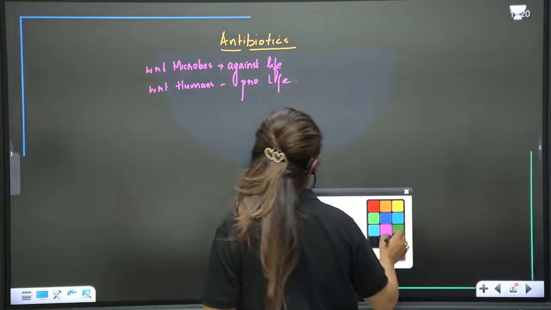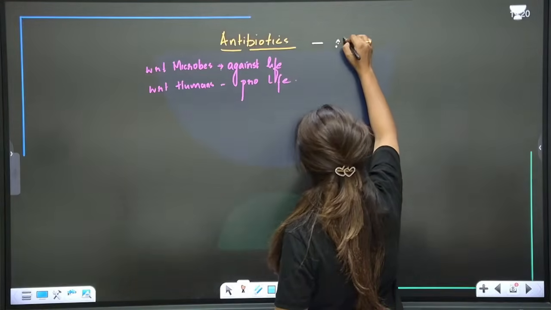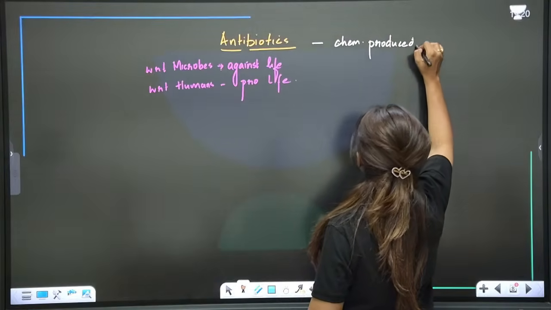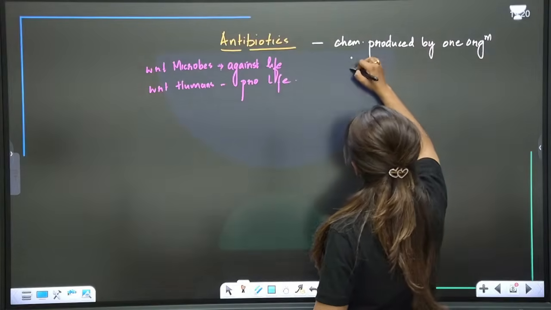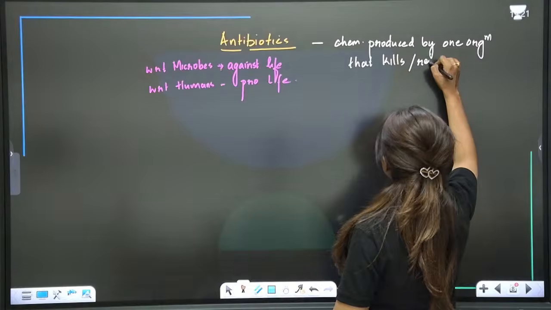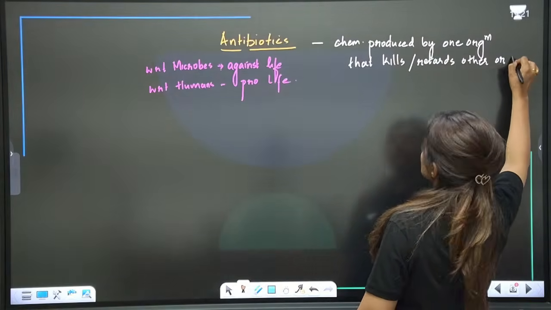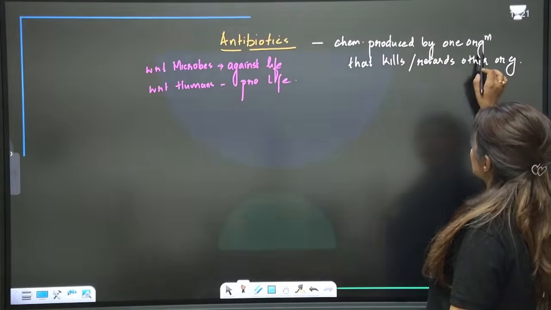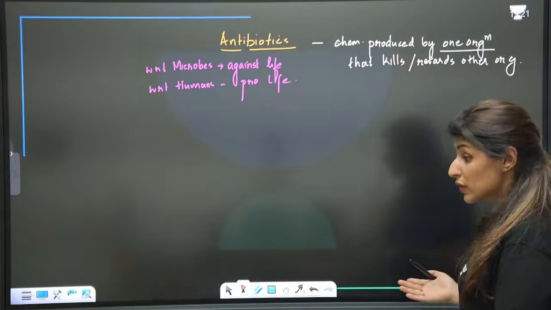Now, these antibiotics are again produced by some of the other organisms. These are the chemicals produced by one organism that kills or retards the growth of the other organism. Is that clear? So these are antibiotics. Please see that these are produced by one organism and retard the other organism. So it is usually a bacteria.